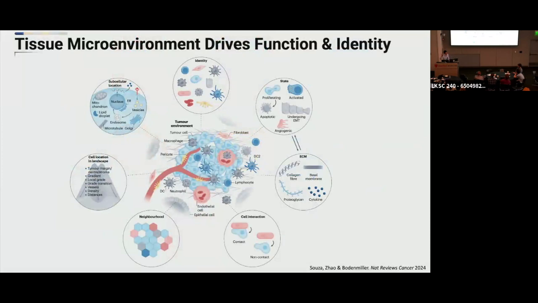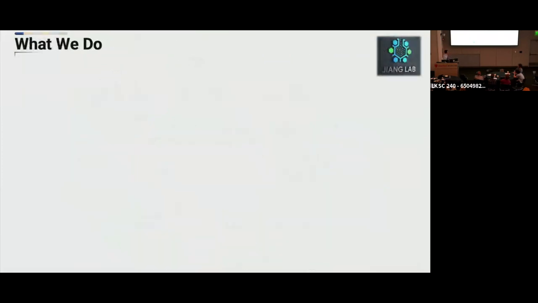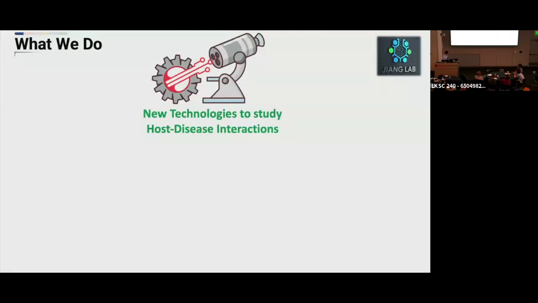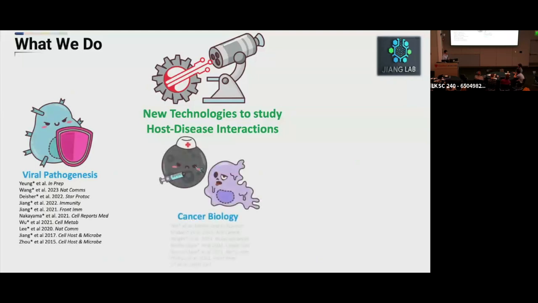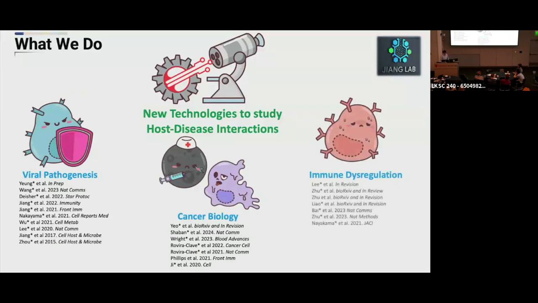Preaching to the choir here: tissue microenvironment, functional identity, it's great. What we really do in the lab is try to combine technology development, technology applications, along with big questions that we are interested in. One pillar of the work in the lab is viral pathogenesis. The next is cancer biology. And the third is immune dysregulation. And I think the really cool projects, and a lot of it has been reflected in all the talks so far and the posters, are ones that traverse across the pillars. And even better when you learn something from one of these pillars and apply it to the other. That's something I really learned a lot during my postdoc here.